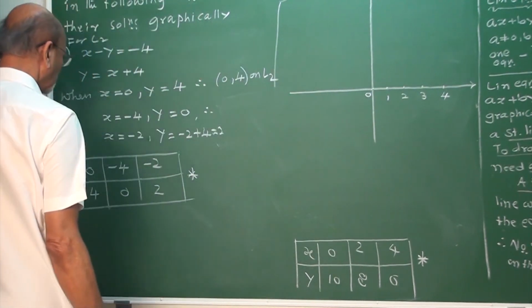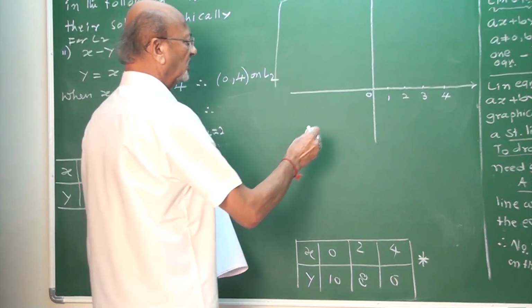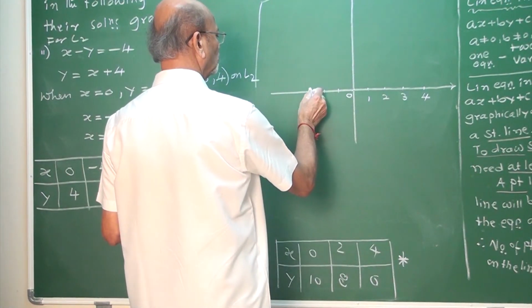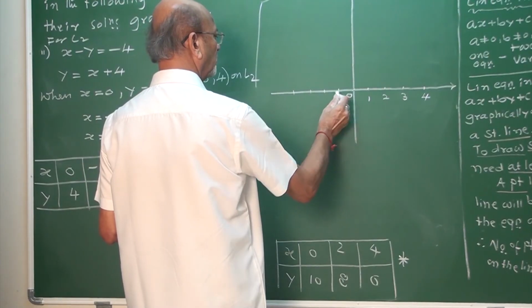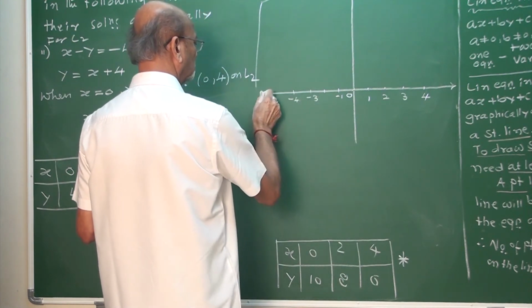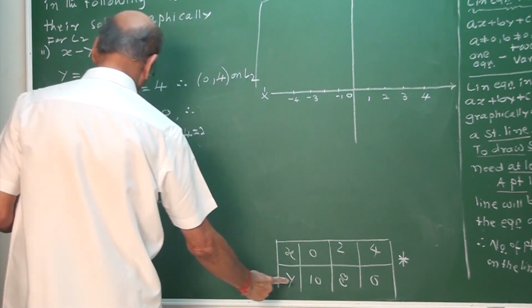Then what about the negative values of x? Minus 2, minus 4, on this side. This is 1, 2, 3, this is 4. My friend, this is minus 1, minus 3, minus 4. This is the x dash axis.